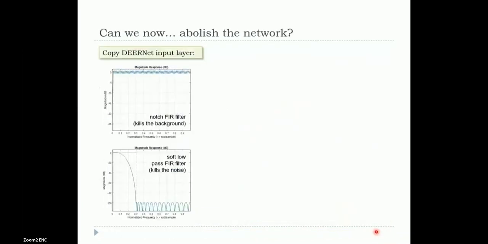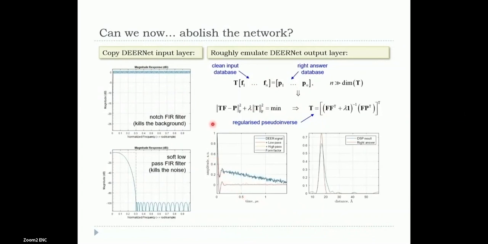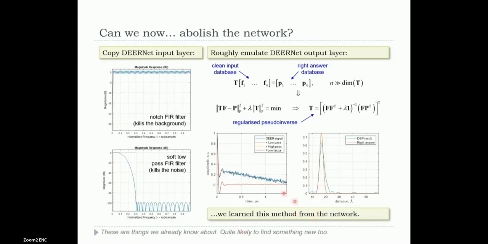We were able to reconstruct the network, so we put together a combination of digital filters. That's a soft bandpass, that's a notch filter, and an approximate frequency distance transformation using regularized pseudo-inverse. And indeed, the first layer gets rid of the noise and of the baseline, and the second layer correctly recovers the distance distribution. So we actually managed to learn something from that neural network using the method that it apparently uses. So these things that we know about, and we are quite likely to find something else too there.